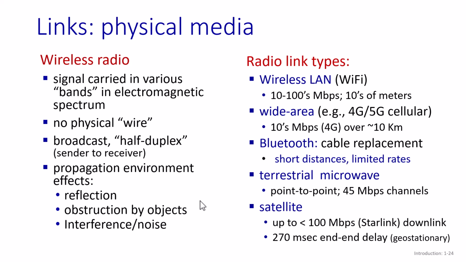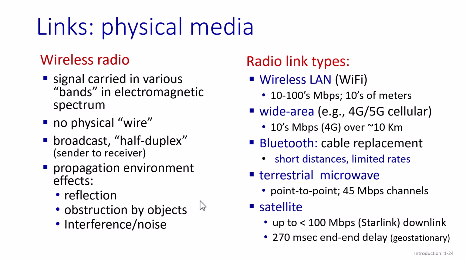With wireless local area networks, wireless LANs, which we also know as Wi-Fi, we can achieve 10 to 100 megabits per second, and the distance is about tens of meters. In wide area networks such as 4G, 5G, cellular, we can achieve speeds up to tens of megabits per second. With 4G, 5G, it's a little bit higher. With 6G and 7G, the 7th generation, we will achieve higher speeds, and this can go over 10 kilometers and maybe more depending on the environment that we are in.